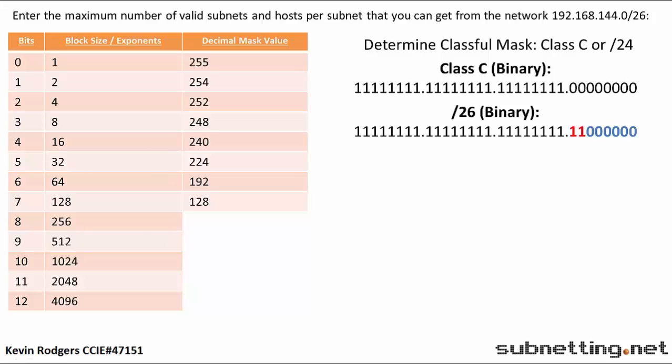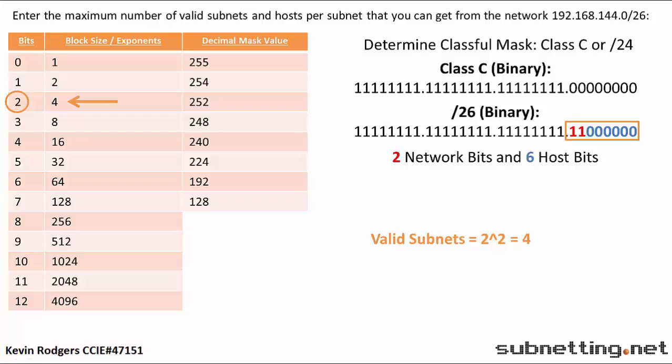Since we are going from a /24 to a /26, we are only interested in the fourth octet. The new network bits, or ones, represent the valid subnets, and the host bits, or zeros, represent the hosts per subnet. In this case, we have 2 subnet bits and 6 host bits. We'll do the subnets first. Simply count the new network bits and find that number in the bits column. Parallel to that is the number of subnets. There are 4 valid subnets.